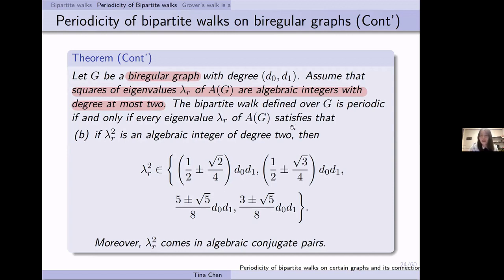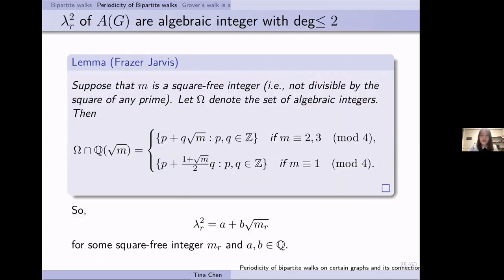Okay. So one nice thing about this characterization is that once we know the graph walk is periodic, then we know what the eigenvalue has to be. And these eigenvalues are determined by the degree of your underlying graph. Okay, so to show these characterizations, we just need to use some results from algebraic number theory. So first, since we assume the square of your eigenvalues are algebraic integers with degree at most 2, we can use this standard result from algebraic number theory. We know the square of your eigenvalues can be written as a plus b square root of m_r, where this m_r is a square-free integer, and a and b are rationals.